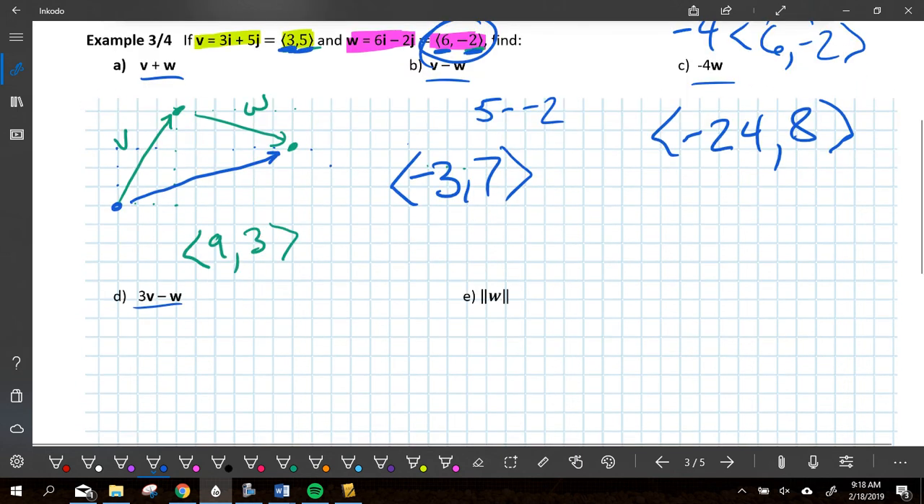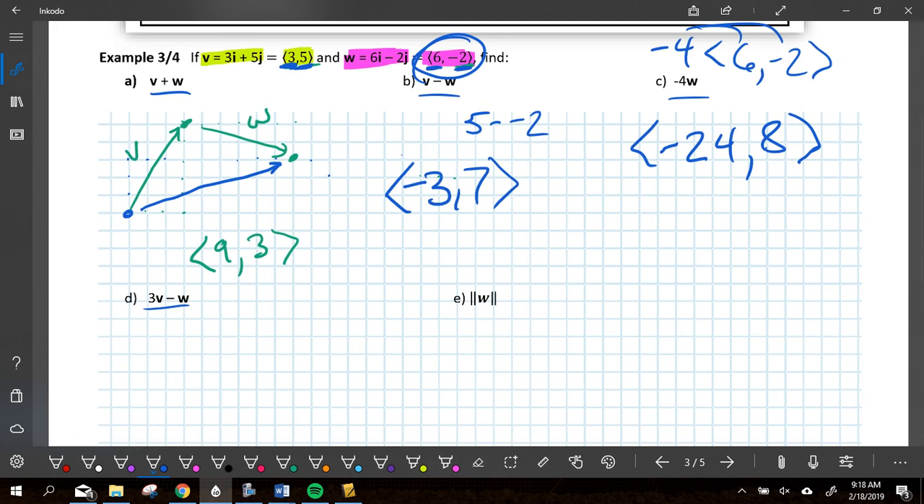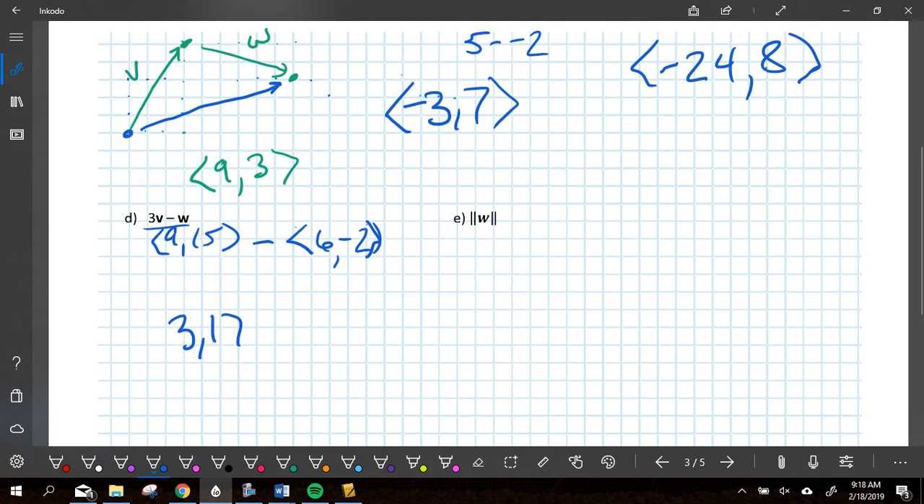Good. 3v minus w. Aisha, what'd you get for 3v minus w? 3, 17. So you started off with 3 times both of those, so it got you 9, 15. And then you subtracted from that 6, negative 2. Ooh. Good. Last one, letter E is the double bar of w. What does that double bar mean again?